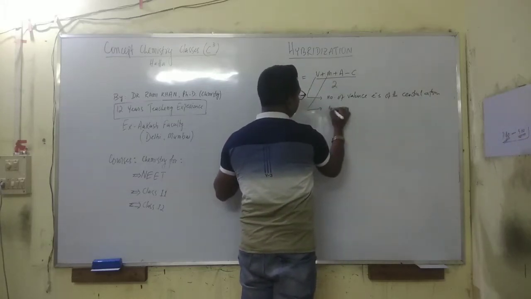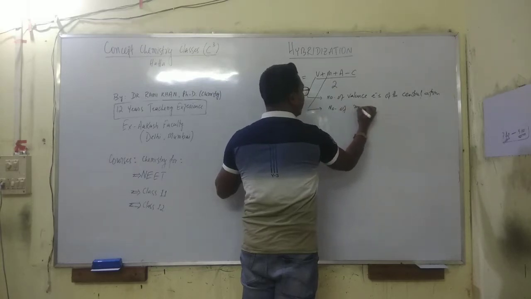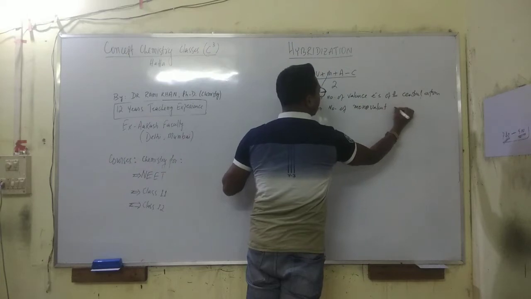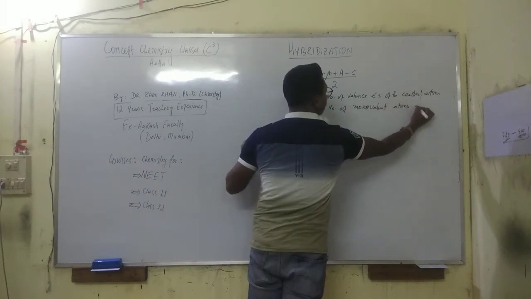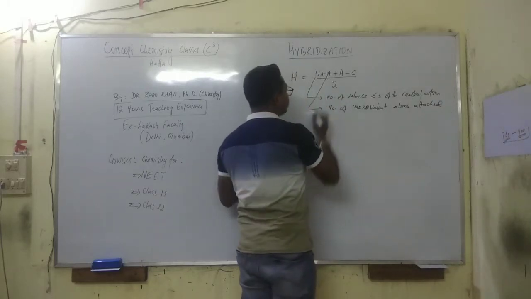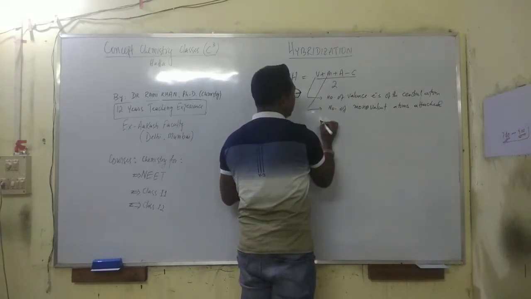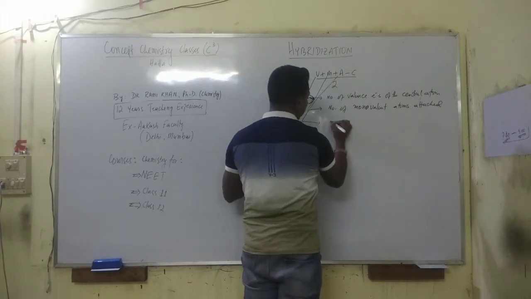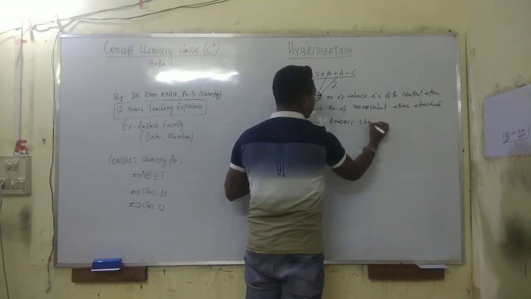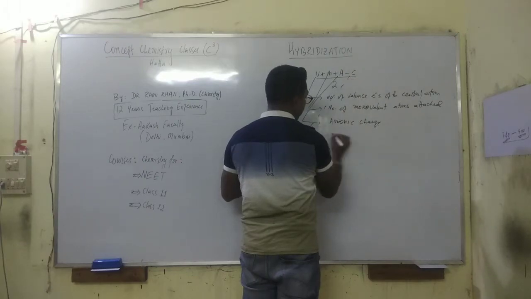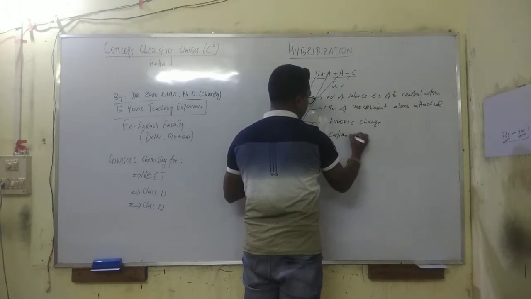M is the number of monovalent atoms attached to the central atom. A is the anionic charge, and C is the cationic charge.